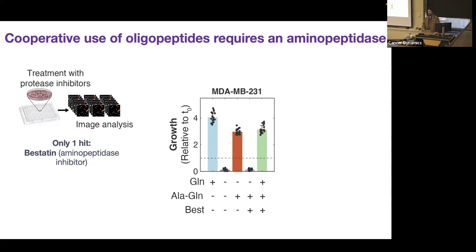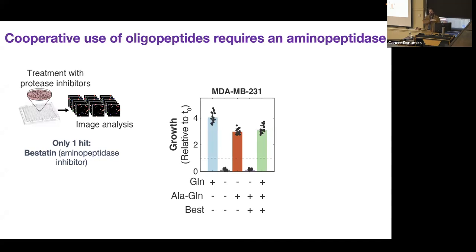Now, the good thing about working with peptidases is that it's, I think, one of the oldest fields in molecular and cell biology. So there are tons of inhibitors where you can target different families of proteases. And we basically did a very simple screen. A bunch of inhibitors targeting different types of proteases, to see which ones would inhibit the growth on dipeptides in dense cells, but not on amino acids, right?